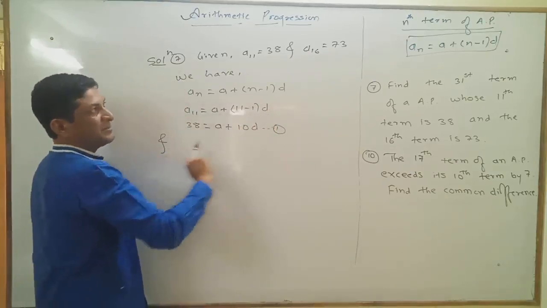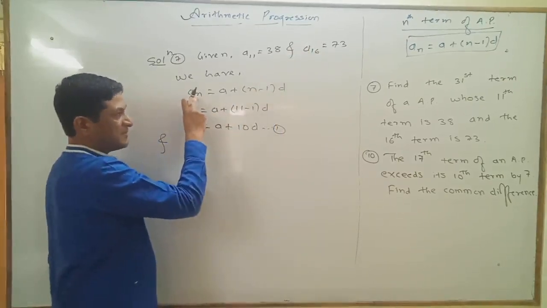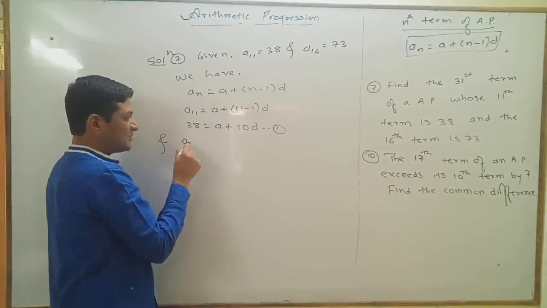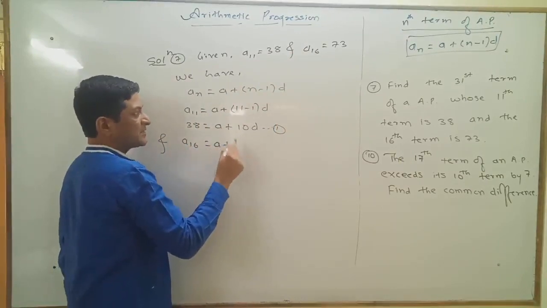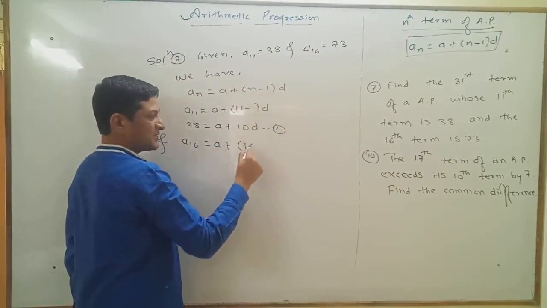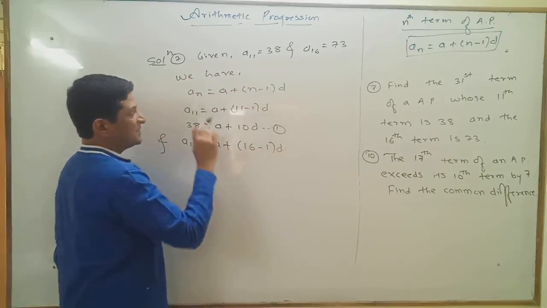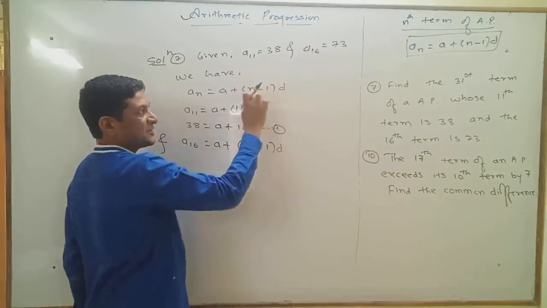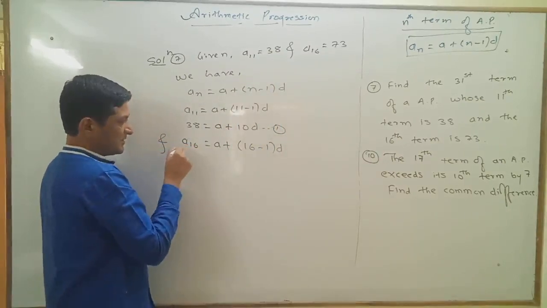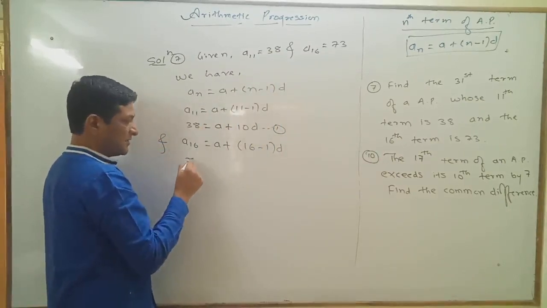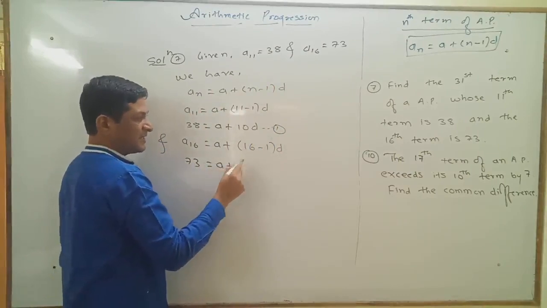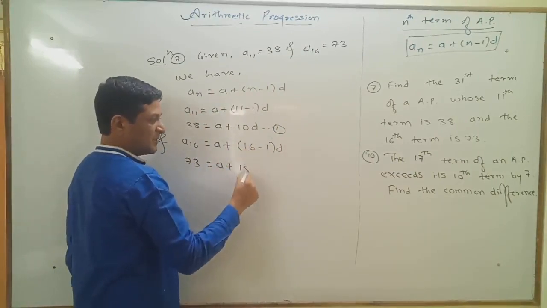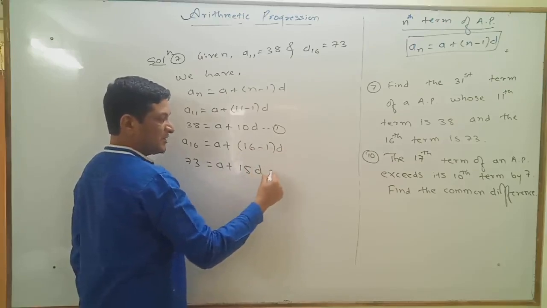And now a16 is given, that's why I replace n by 16. And a16 is equal to a plus, so again replace n by 16, 16 minus 1 into d. Just as we are replacing n by 16 on the left hand side, replace n by 16 on the right hand side also. So substitute the value of a16, which is 73, is equal to a plus 16 minus 1, which is 15, and 15 into d is 15d.